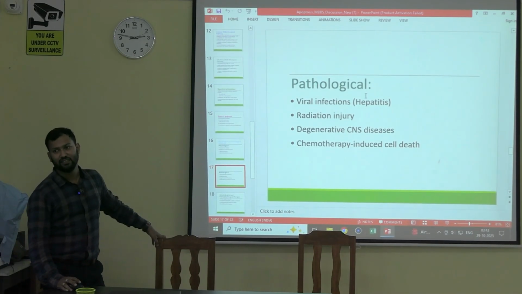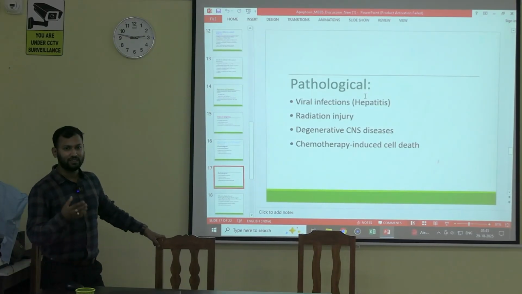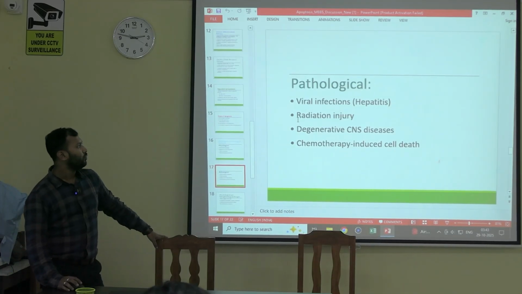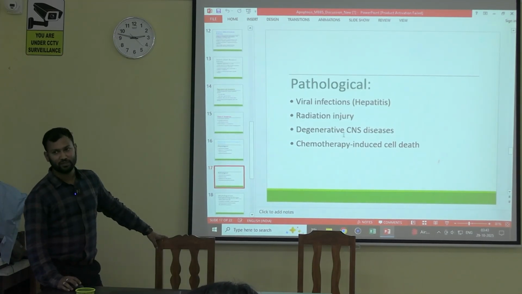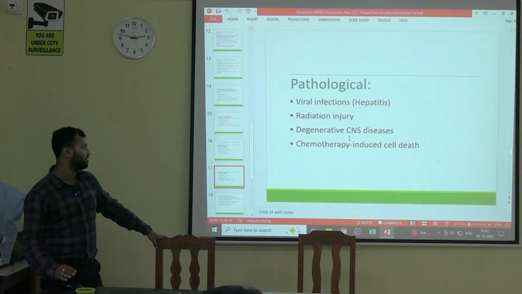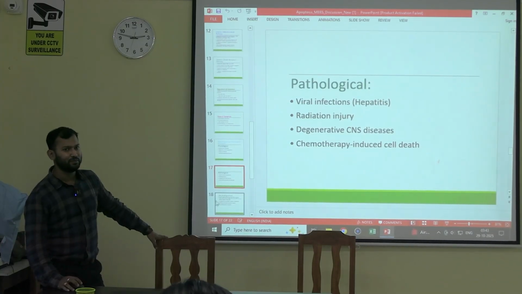So one is viral infection. In hepatitis, the liver is affected. The liver will slowly degenerate, and that is induced by the virus. That is one type of pathological apoptosis. One is radiation injury, I already gave you an example. It causes DNA damage, so obviously it can damage any cell's DNA and there will be apoptosis. Then there are degenerative CNS diseases, like Alzheimer's, where I've given some examples of major diseases.